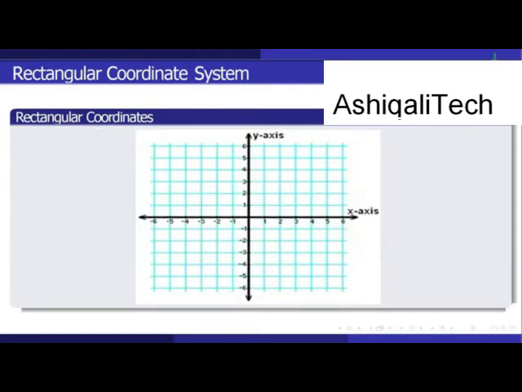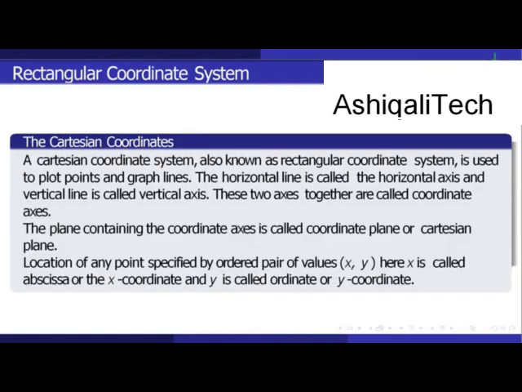Rectangular coordinate system. Dear students, on the x-axis we have the right side for the positive x-axis and the left side for the negative x-axis. Similarly, for the y-axis, on the up side we have the positive y-axis, and on the down side we have the negative y-axis. A Cartesian coordinate system, also called a rectangular coordinate system, is used to plot points and graph lines.